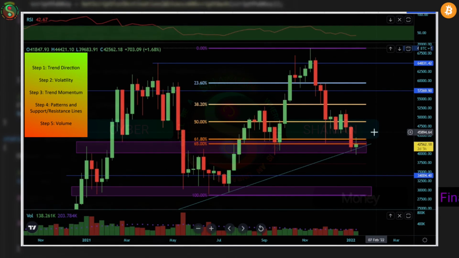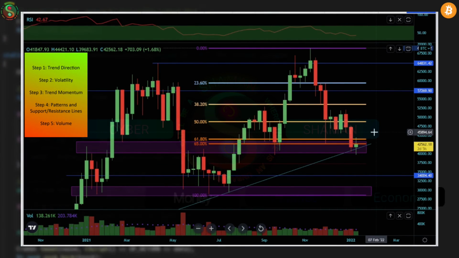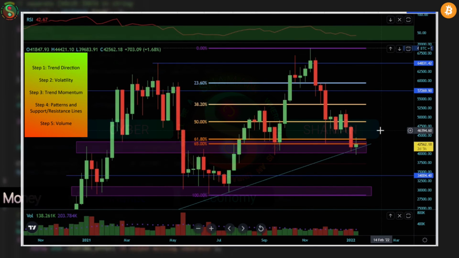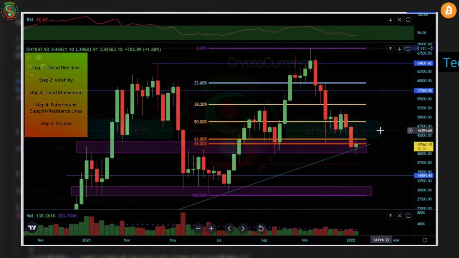So now we have some ideas for our entry and exit levels or take profit and stop loss to manage our risk based on our personal risk tolerance, time frame, and trading style. Now we will check the shorter time frames.